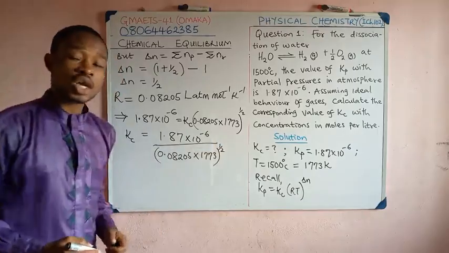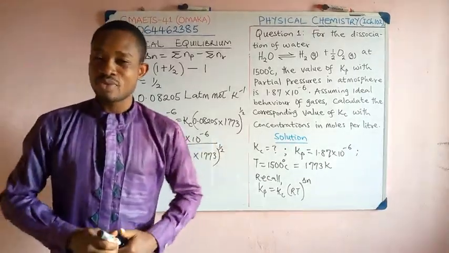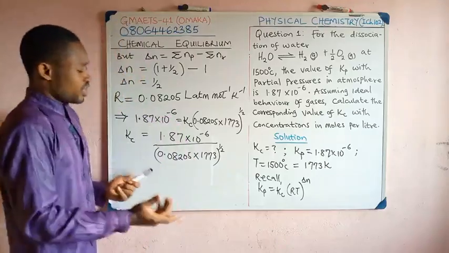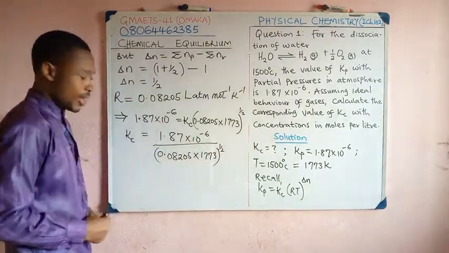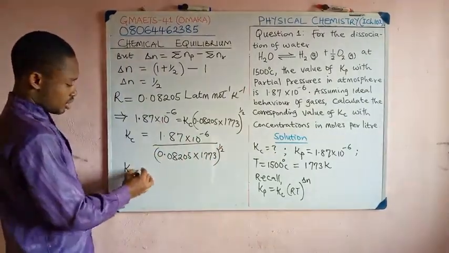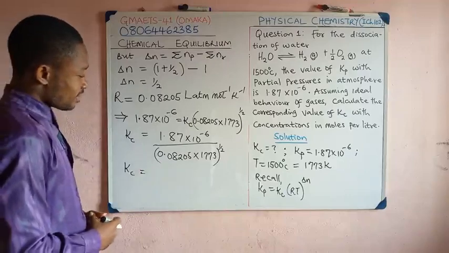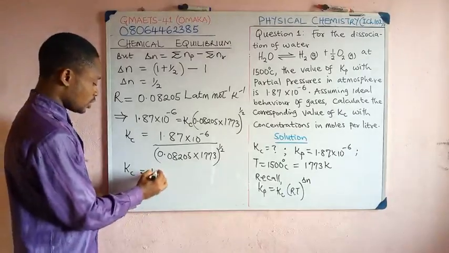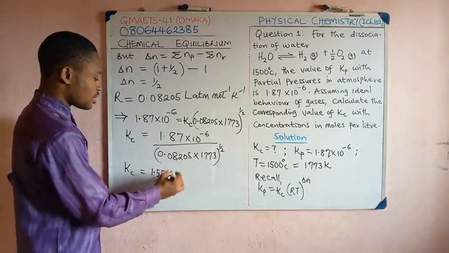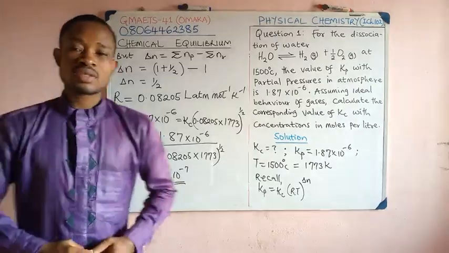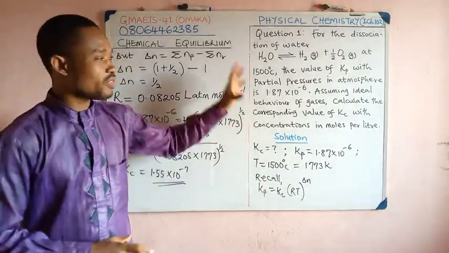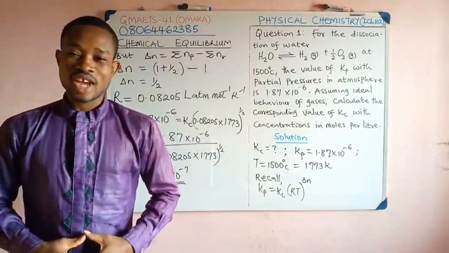You know that a term raised to the power half is the same as the square root of that term. So with a calculator, you can punch the numerator divided by the square root of this product. Is that okay? And once you do that, the Kc value is going to give us 1.55 times 10 raised to the power minus 7. So this is the equilibrium constant in terms of concentration for this equilibrium reaction shown on the board.